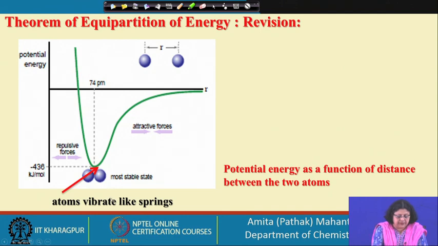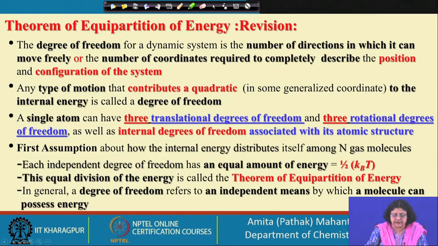This is the point where we can consider the atom as behaving like a spring. So, this is what we had talked about in the last class. We had talked about what the degree of freedom was. In a dynamic system, the number of directions in which a molecule can freely move, or you can say the minimum coordinates required to specify their spatial presence in a particular position in space or the configuration of the system, is what is known as the degree of freedom.